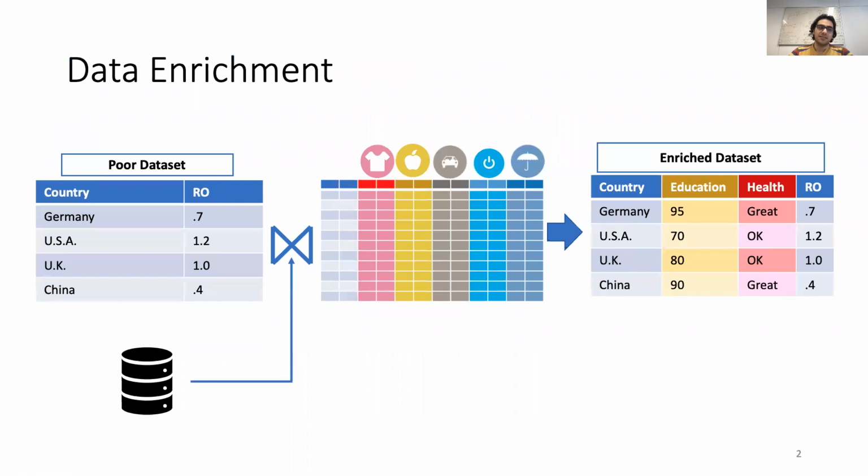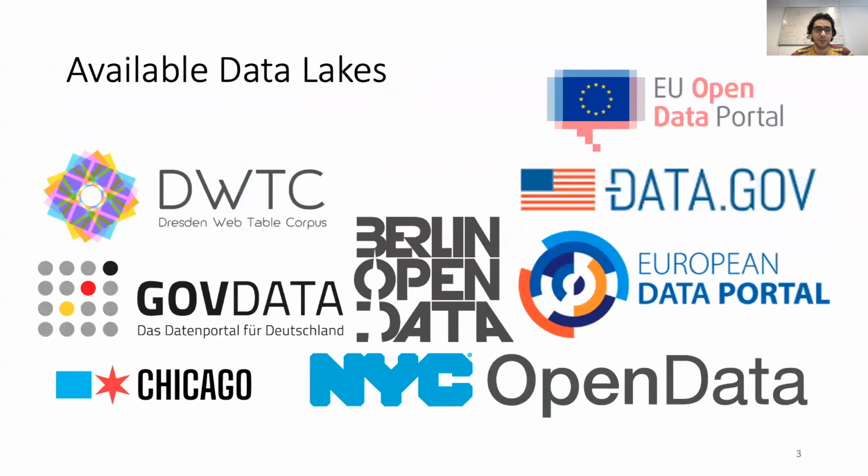Given an input data set with a limited number of informative features, a target column that represents a machine learning task, and a large corpus of tables, the goal of data enrichment is to enrich the input data set with the most informative features for a machine learning task. There are a large number of available data sets that can be used for this specific purpose. This includes open data and data sources inside organizations.